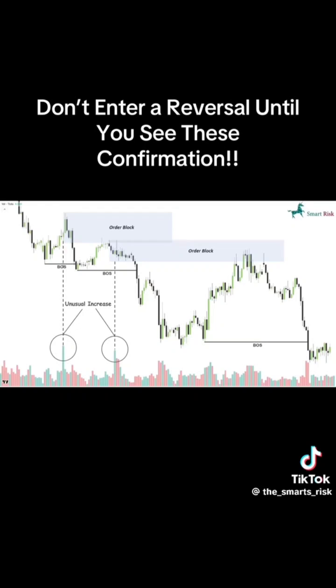If price creates a strong order block with a clear volume spike and later returns to that same zone, there is a higher chance that price may respect it and react from that area.